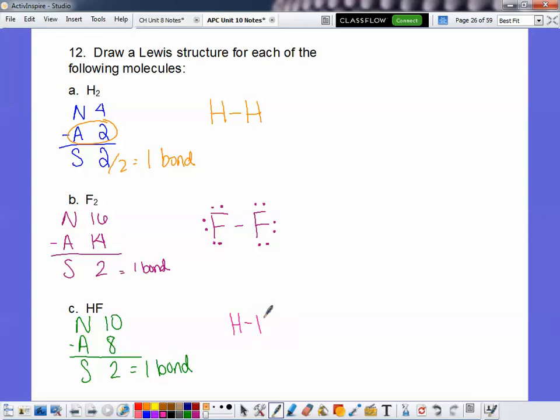So let's make the 1 bond between hydrogen and fluorine. So that takes care of 2 of the 8 electrons. The remaining 6 are going to go as lone pairs on the fluorine. Hydrogen will never have lone pairs. It's not large enough to share and have lone pairs.